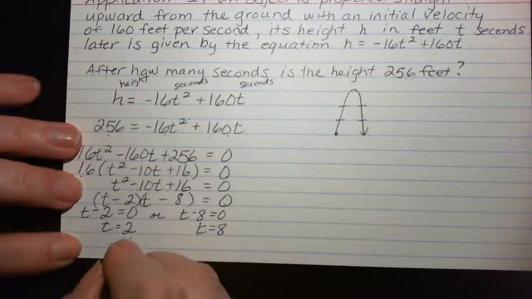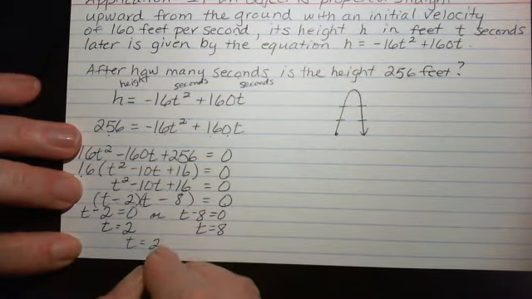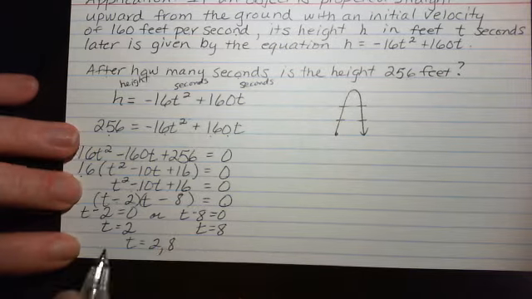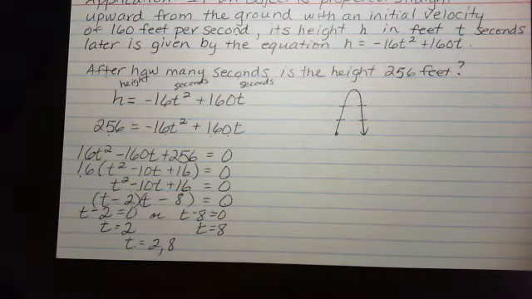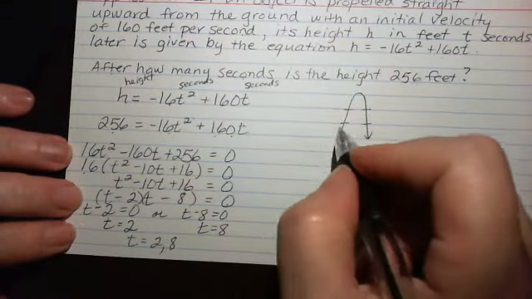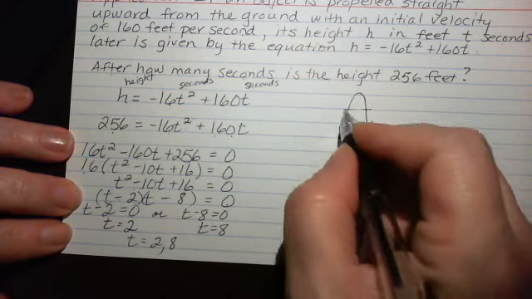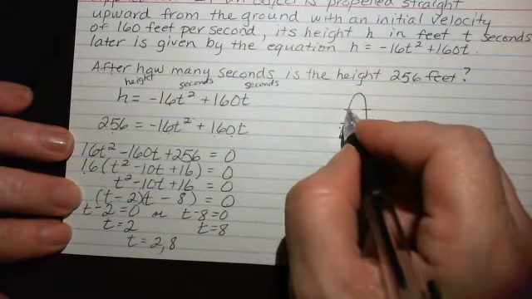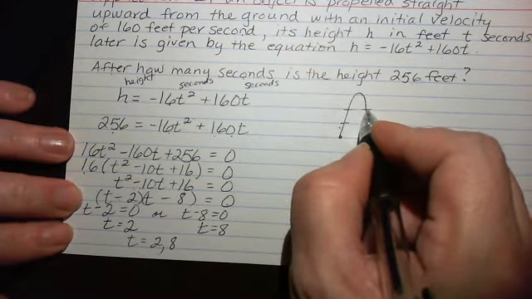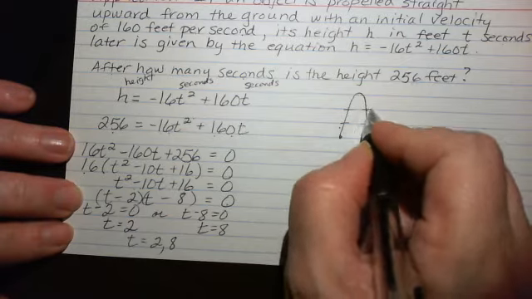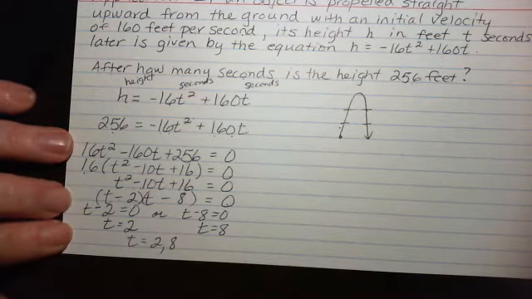So this says that there are two possible results. That the object could be at the height of 256 feet at 2 seconds and at 8 seconds. So maybe the 2 seconds should be on the way up, and then after 8 seconds it's on its way down, but it happens to be at the same height twice.